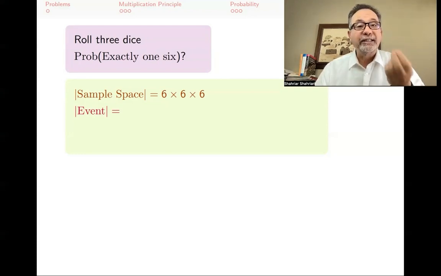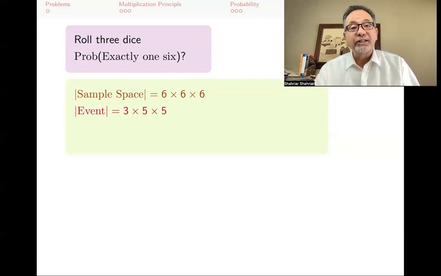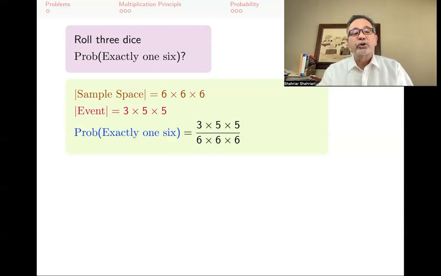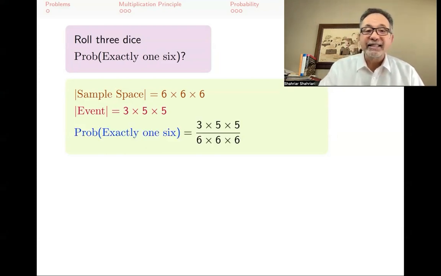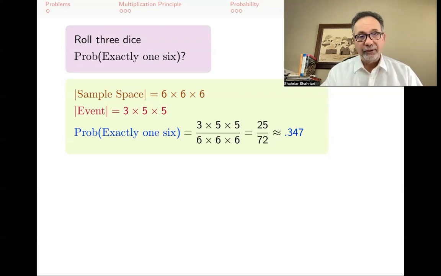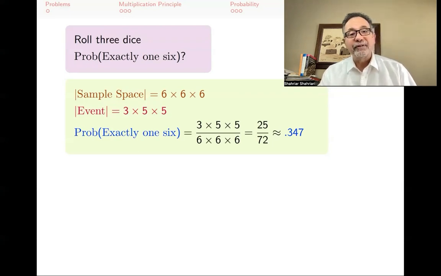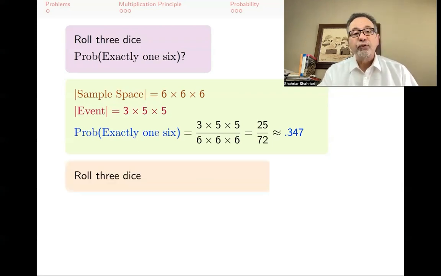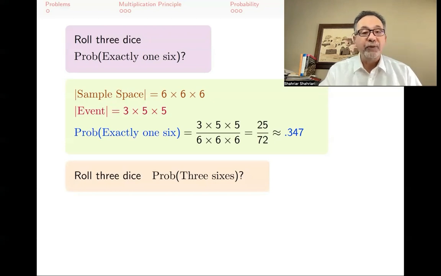That means getting exactly one 6. How are you going to get one 6? The first thing you do is pick which one of the dice is going to give you that 6. You have 3 choices for that. And then for the other ones, for each of them, you have 5 choices because you don't want to use a 6 anymore. So the probability of getting exactly one 6 is that ratio that comes to about 34.7% or 0.347.